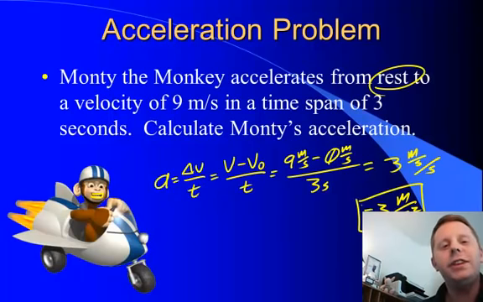And acceleration is a vector, so technically we do need a direction with this. However, it's fairly obvious from the problem that we're talking about the forward direction. So in this case, it's probably okay to not write the direction down. But really, if we wanted to be technically correct, we should have a direction with this as well.